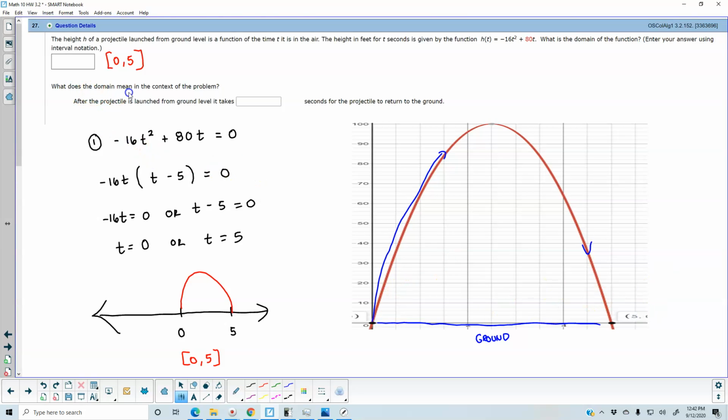So what does a domain mean in the context of the problem? That means that after the projectile is launched from the ground level, how many seconds is it taking to hit the ground? So starting from here all the way to here, well, that means that it's going to take 5 seconds to reach the ground.